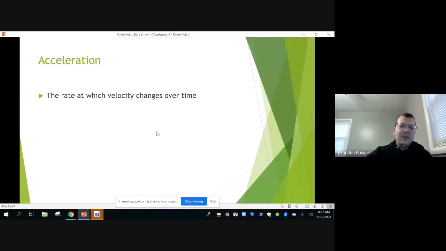All right, so what is acceleration? Acceleration is the rate at which a velocity changes over time. So how does a velocity change over time? That's acceleration. All right, that's it. The rate at which the velocity changes over time.